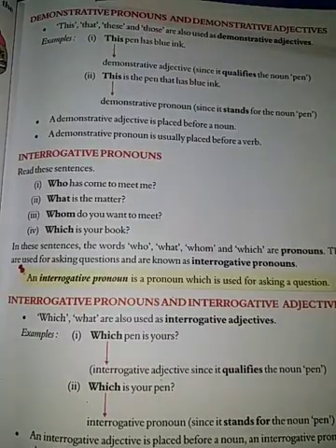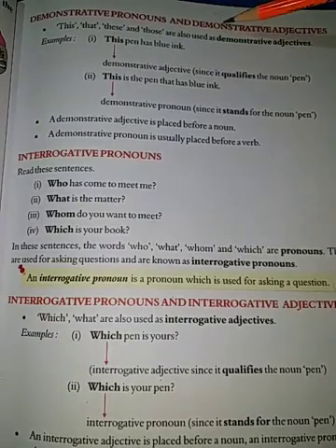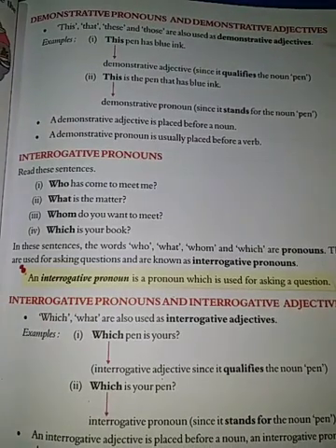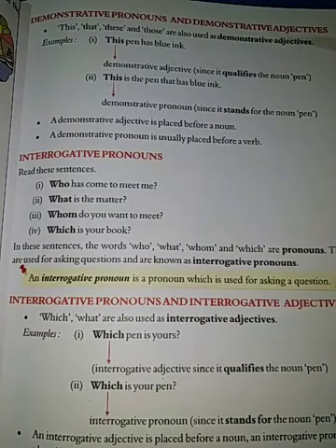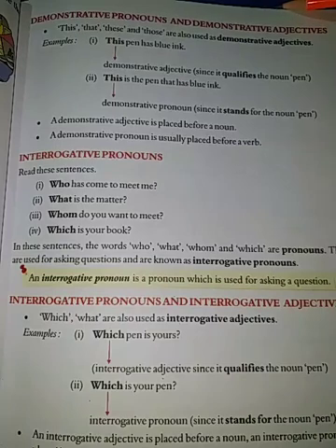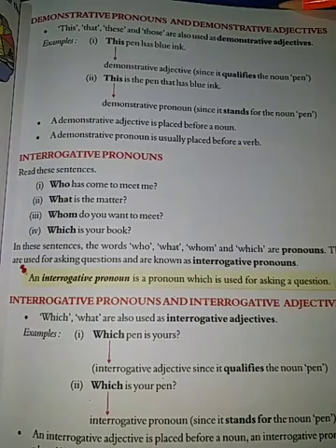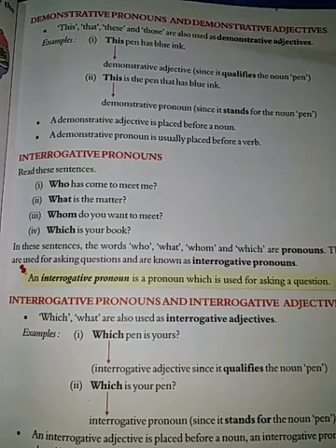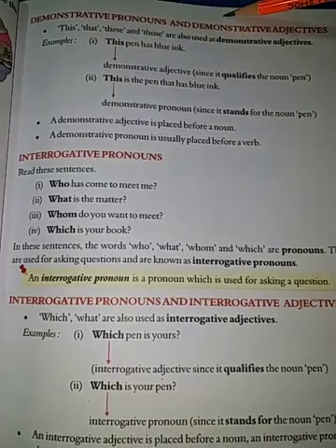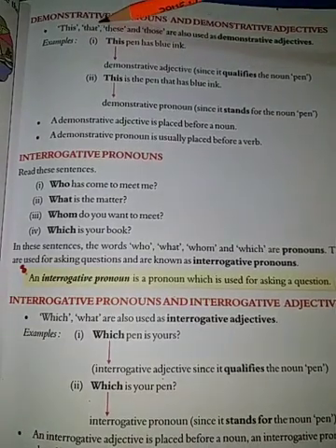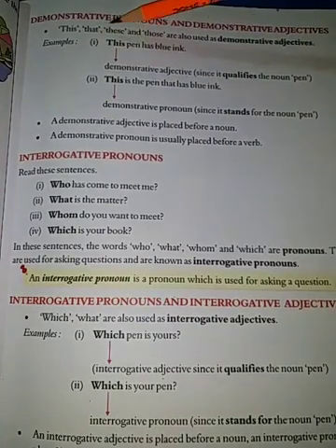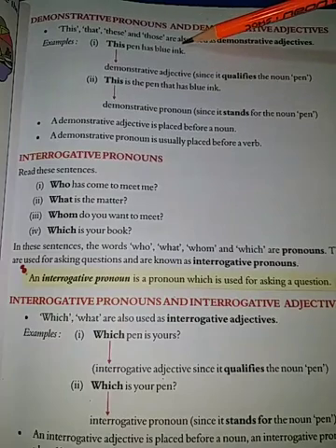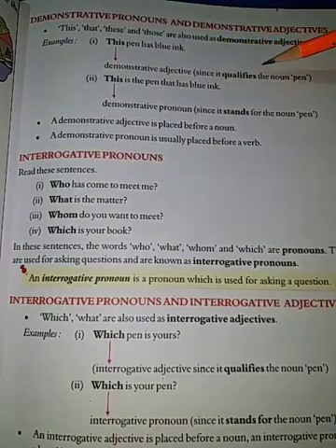Now here you can see demonstrative pronouns and demonstrative adjectives. I hope you all understood what demonstrative pronouns are. Whenever we indicate something, point out some object they refer to, then those types of sentences are called demonstrative pronoun. We will also study demonstrative adjectives. This, that, these and those are also used as demonstrative adjectives. Example: this pen has blue ink. Demonstrative adjective, since it qualifies the noun pen.